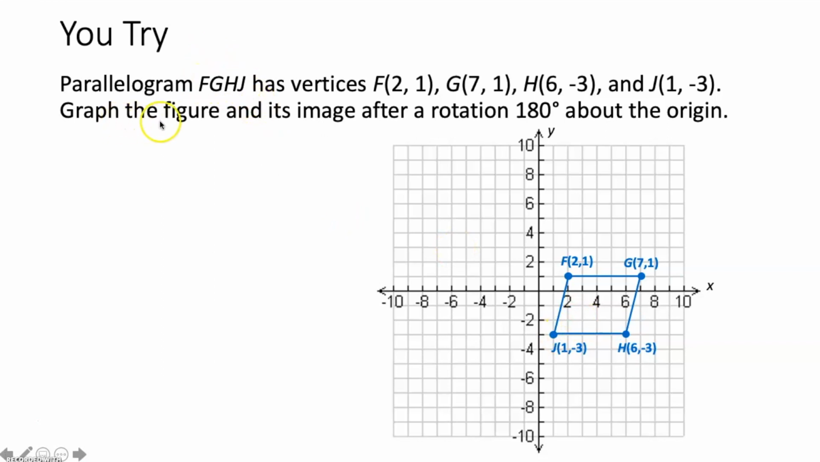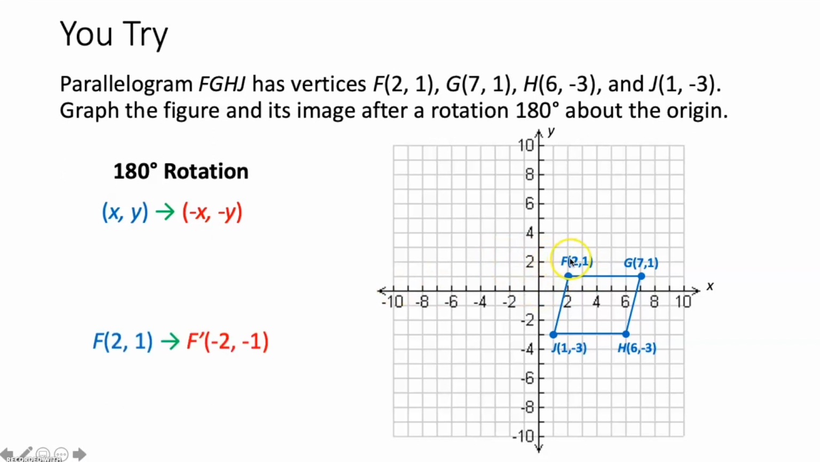We then want to graph the figure, already done, and its image after a rotation of 180 degrees about the origin. So again, it does not specify. But the good news is that the 180 degree rotation clockwise or counterclockwise is exactly the same. And it is to make the X and the Y coordinate the opposite of whatever they are. So if F is at 2 comma 1, then F prime, after being rotated about the origin 180 degrees, is going to be at negative 2 comma negative 1.